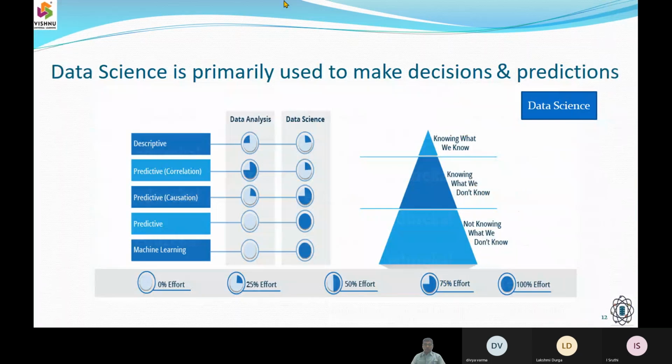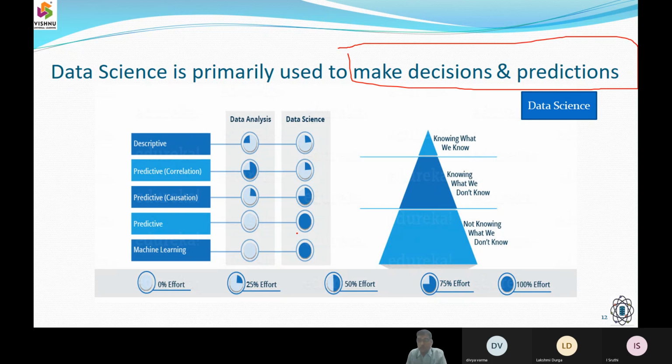So when we call this the world of data science, the two main or primary objectives were just to make decisions and to make predictions over things. The three main aspects you can see from this diagram are: one, knowing what we know; two, knowing what we don't know; and third, not knowing what we don't know.